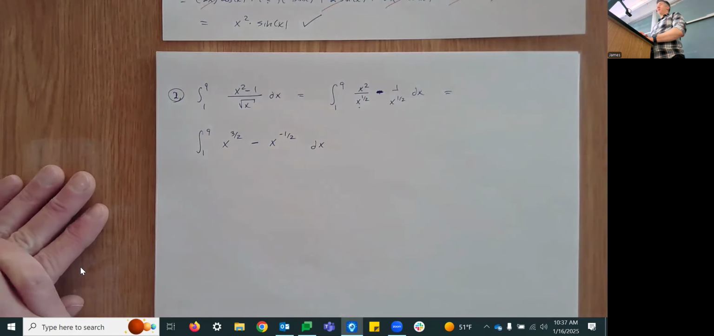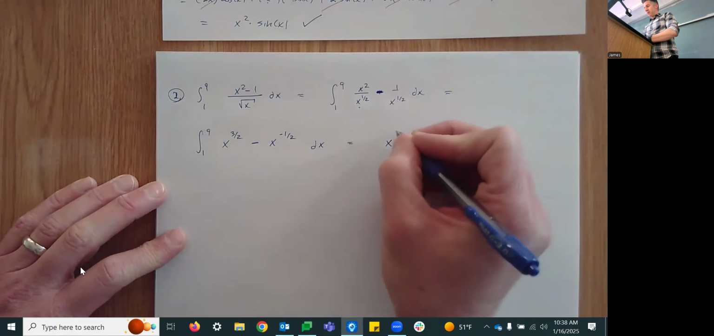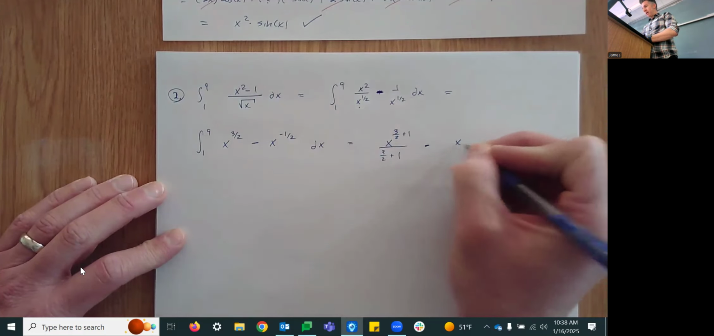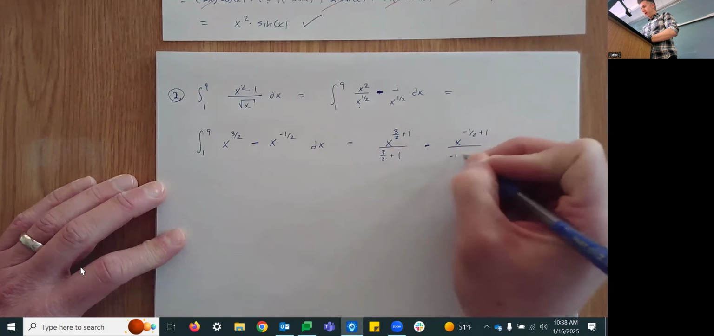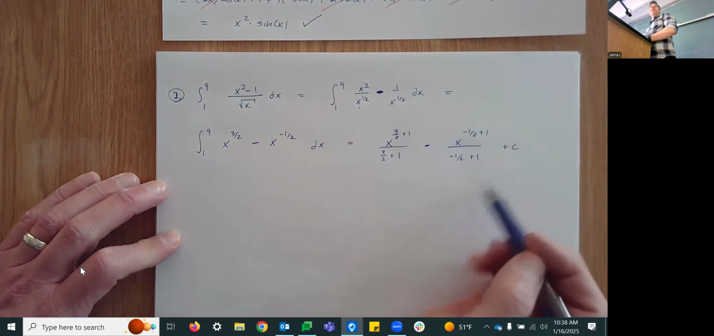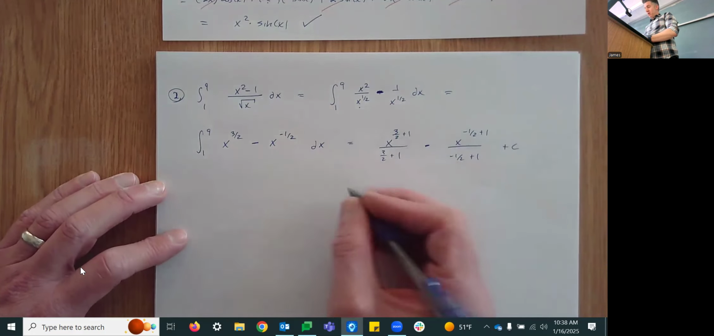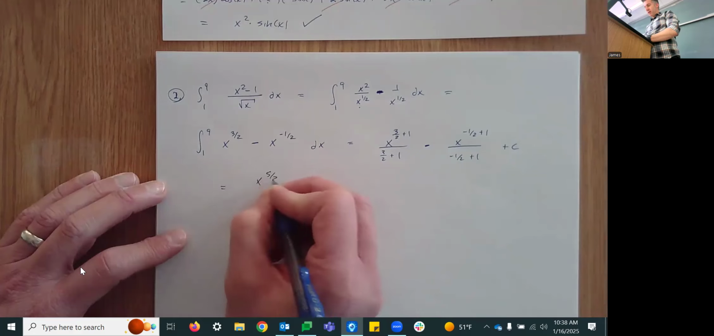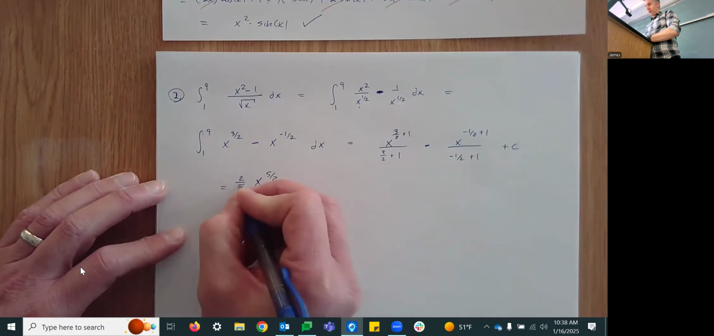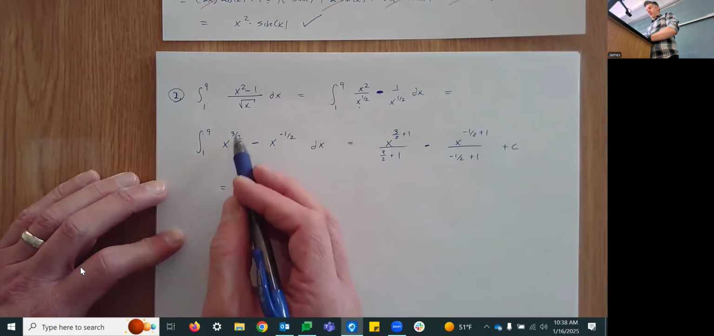And now that we've written everything as powers of x, we're in a good place to just find the antiderivative. So we're going to add 1 to each power. So we're going to get x to the 3/2 plus 1 divided by 3/2 plus 1 minus x to the negative 1/2 plus 1 divided by negative 1/2 plus 1 plus c. Definitely you can and should skip this step, because 3/2 plus 1 is something you can do. It's 3/2 plus 2/2, which is 5/2. So we're going to get x to the 5/2, and then instead of dividing by 5/2, we should multiply by the reciprocal, which is 2/5. That's a pretty typical step we skip, is jumping just from this to that.